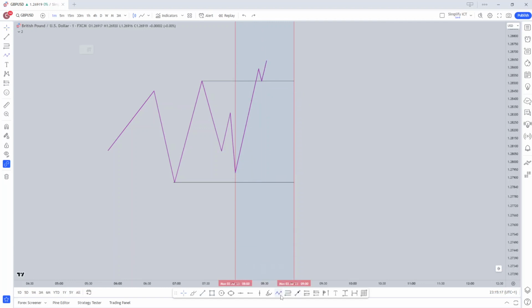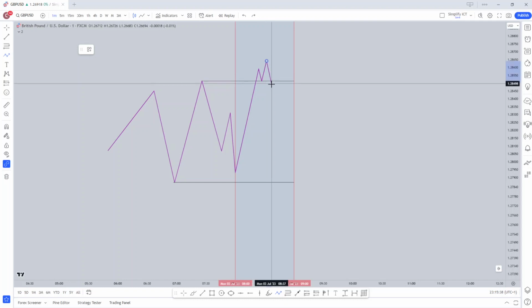What's a valid break, you may ask? A valid break is a break of structure, change of character, whatever you want to call it, with displacement. It has to be a convincing break, guys. It can't just be a wick break of structure where price just takes out the low by wicking it, because that's where the difference between a liquidity grab and break of structure comes in, and I will go into that in more detail later on.